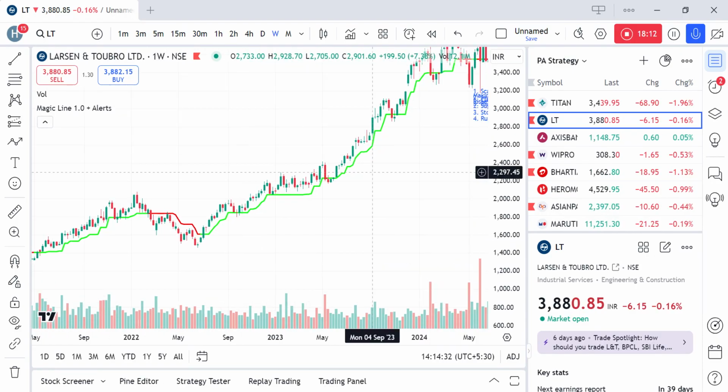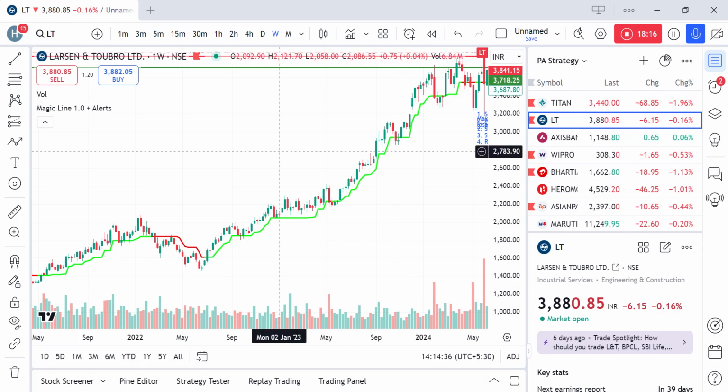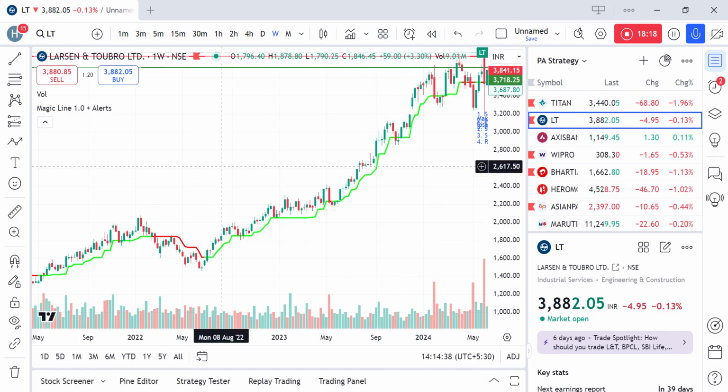So this is how it works, right? This is how this magic line works.